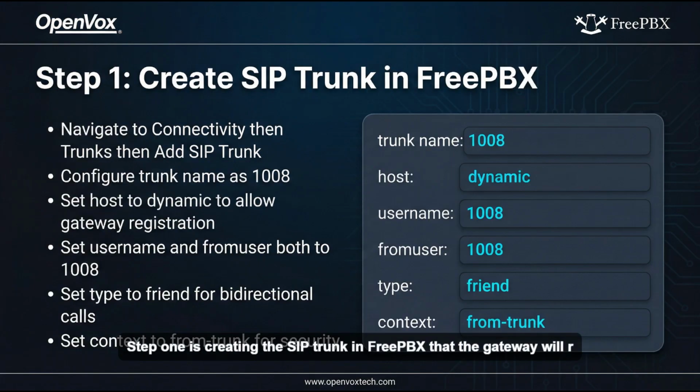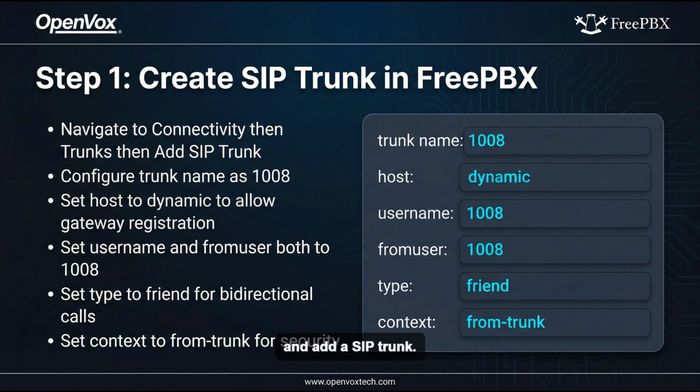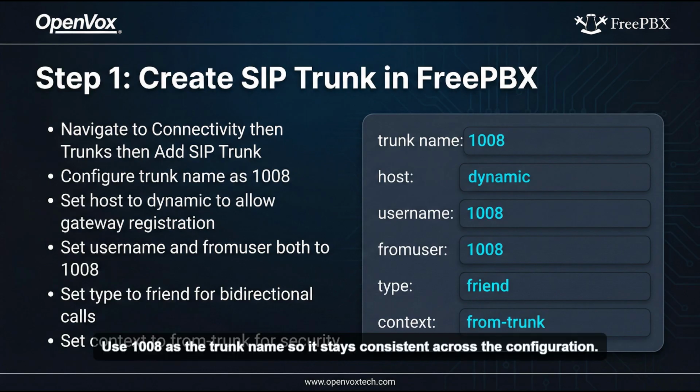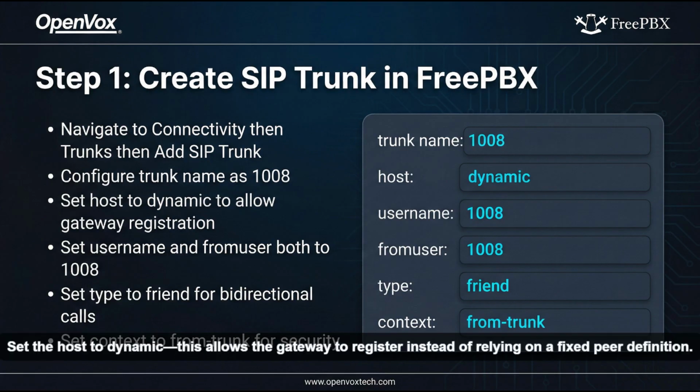Step 1 is creating the SIP trunk in FreePBX that the gateway will register to. In FreePBX, go to Connectivity, then Trunks, and add a SIP trunk. Use 1008 as the trunk name so it stays consistent across the configuration. Set the host to Dynamic. This allows the gateway to register instead of relying on a fixed peer definition.